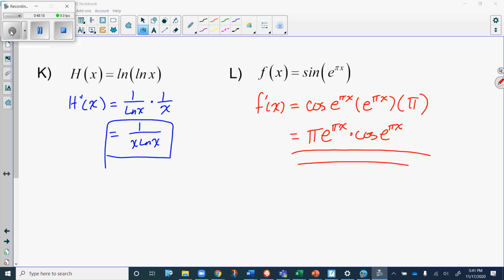L in red on the right. Here we're going to have repeated uses of the chain rule. The derivative of the whole thing is cosine e to the pi x power. The derivative of the initial inside piece, which is the e to the pi x power, is the derivative e to the pi x power. And then finally we have the derivative of pi times x, which would just be pi. So when we multiply them together, normal convention would probably write it as pi times e to the pi x power times cosine of e to the pi x power.